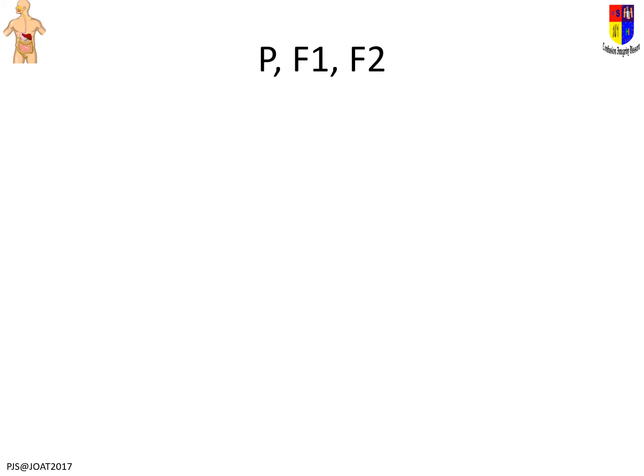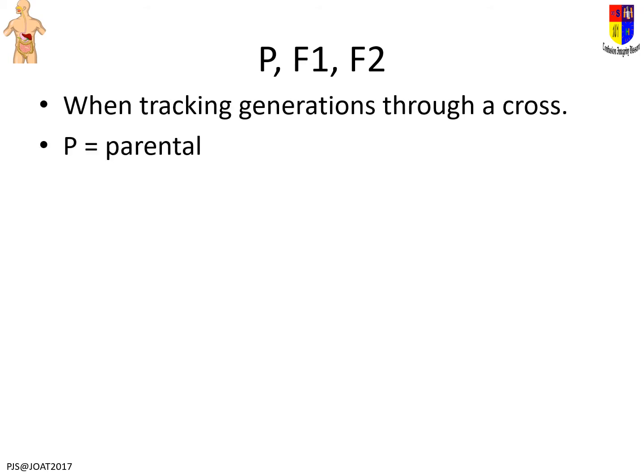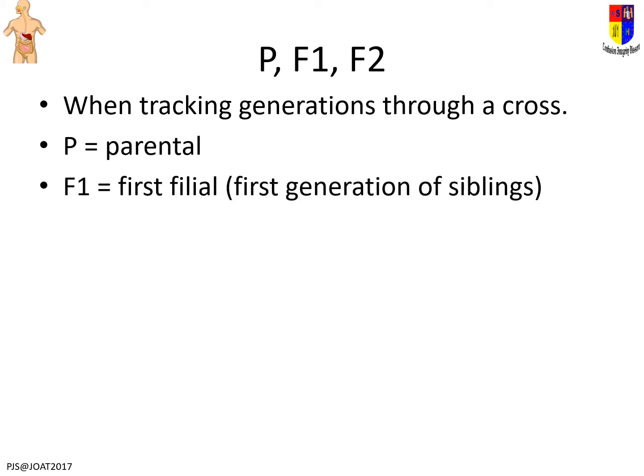When we're trying to talk about crosses, because that's what we're going to be looking at properly, then we put them into generations, and the generations that you need to know are P for parental, F1 for the first filial, F2 for the second filial. It comes from Latin for sibling.